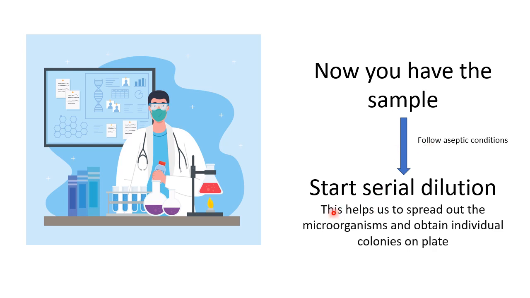Okay, so why serial dilution? This helps us to spread out the microorganisms and obtain individual colonies on the plate. Individual colonies on the plate, that means you need isolation, right? It might happen that if you don't dilute, and you directly put 1 gram of soil in 10 ml of saline and plate it out, you might get a crowded plate. And it is very difficult to pick up a colony from a crowded plate with surety that you will not get any contamination. Okay, you will not pick up another colony, right? So we need well isolated microbes, and that's the reason why we go for serial dilution.